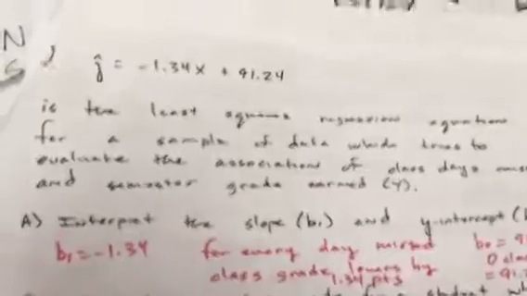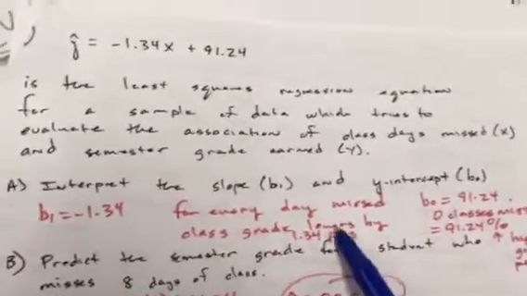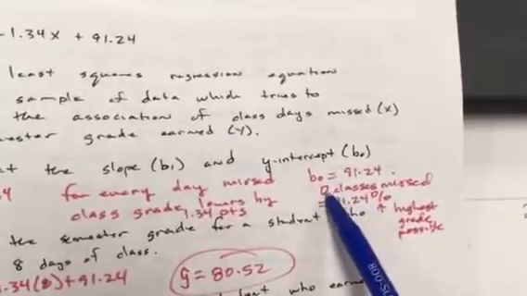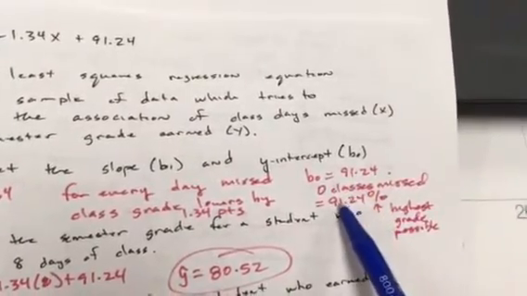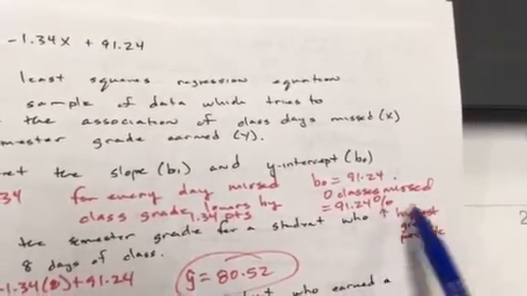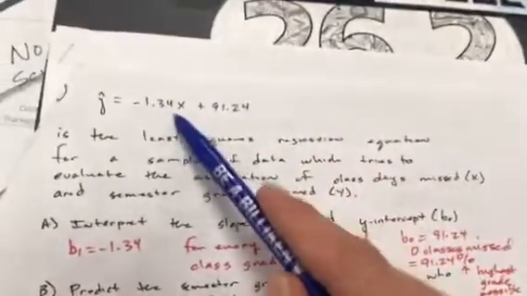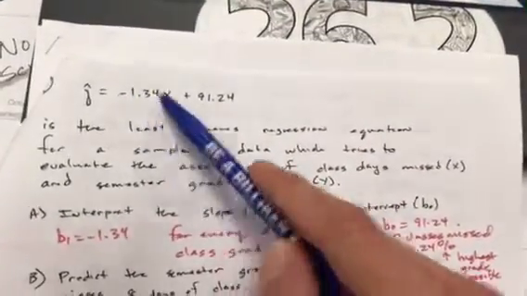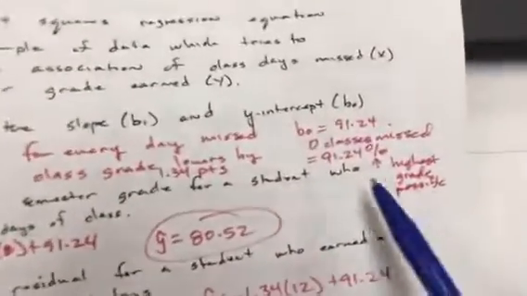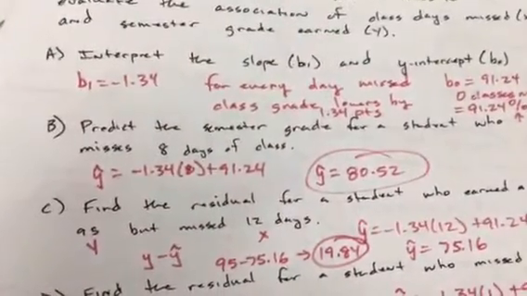Anyway, interpret the slope. For every day missed, your grade goes down by 1.34 points. That means when you miss 0 classes, the y-intercept, 91.24%, is the highest you can get. Highest because days missed, that's negative, so your grade goes lower the more you miss. Anyway, that's too low of a score.